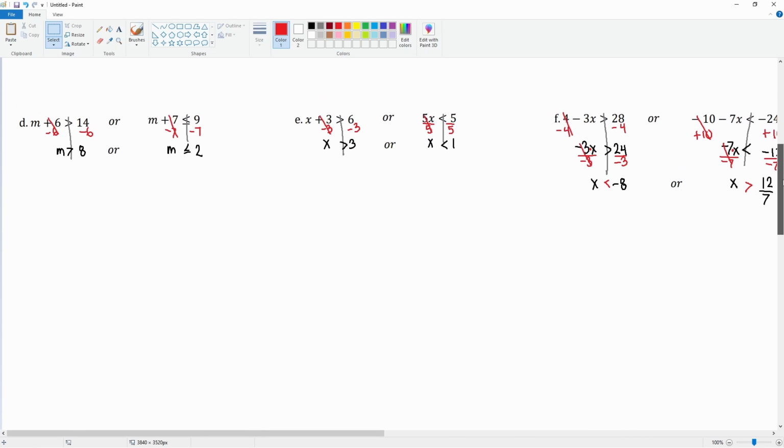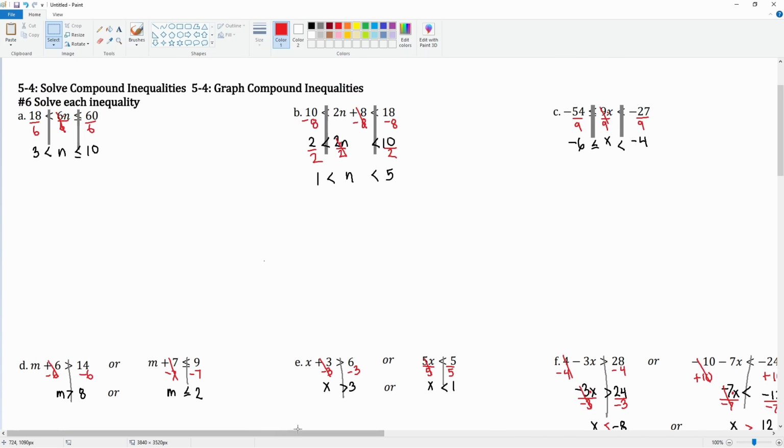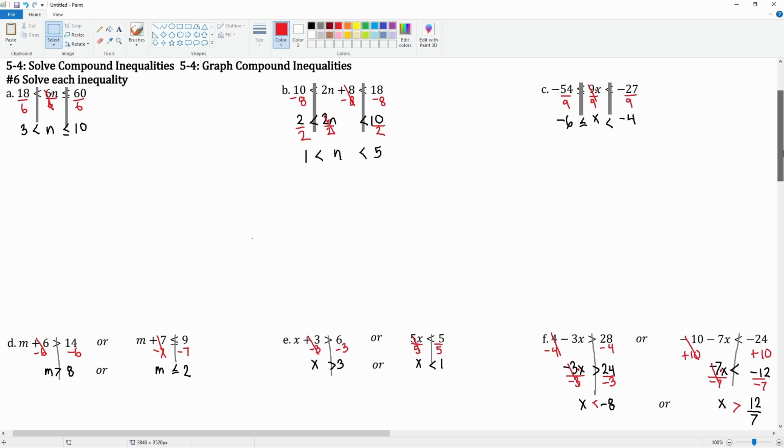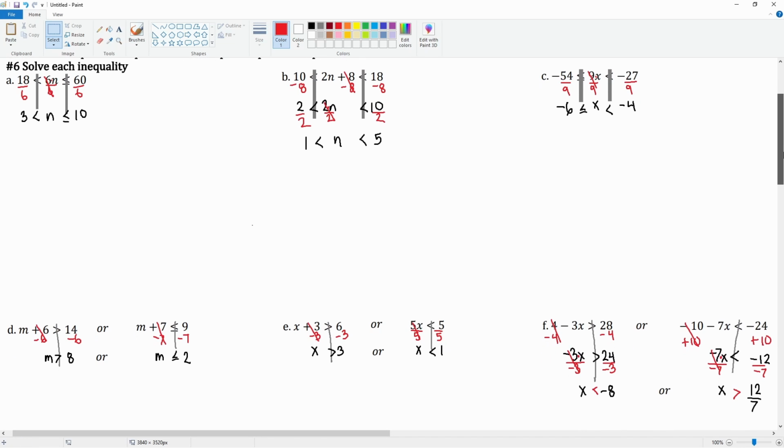Okay, so there you go. These are all your answers. And for the work, for number 6, when we solve the compound inequalities, the top 3 were and problems, and the bottom 3 here were or problems.